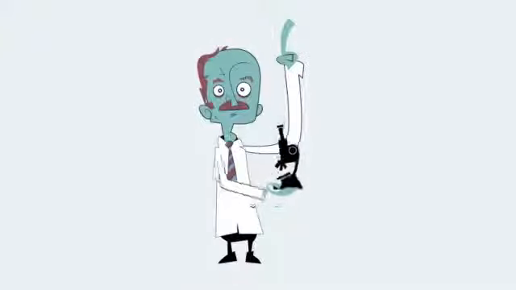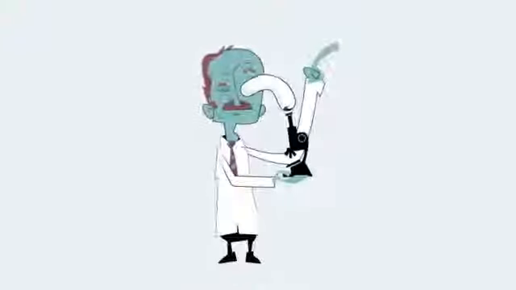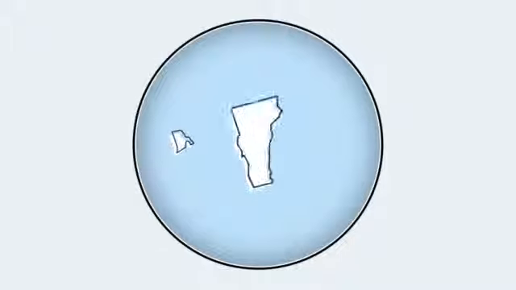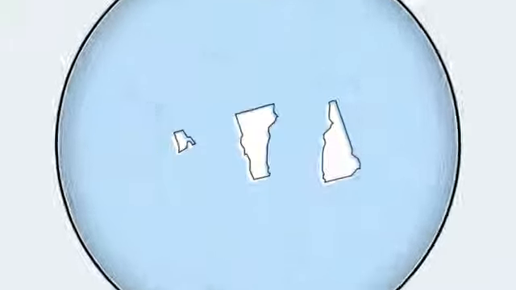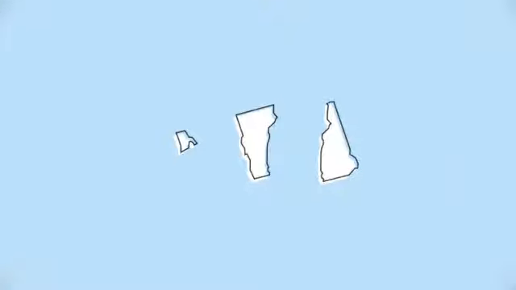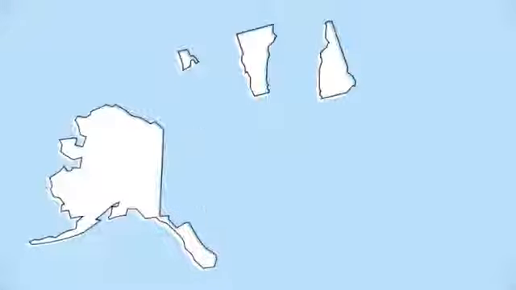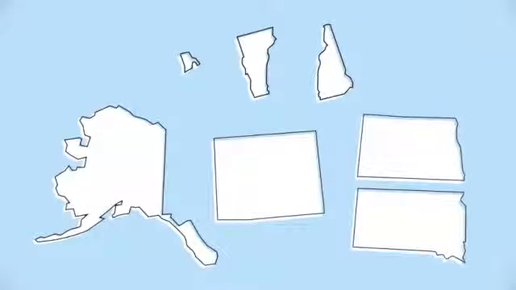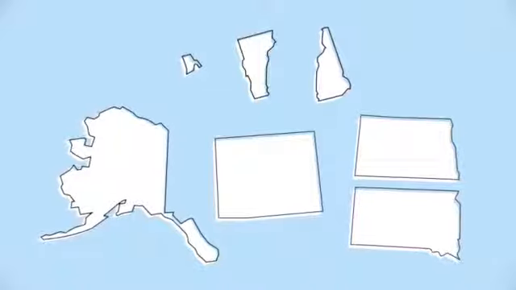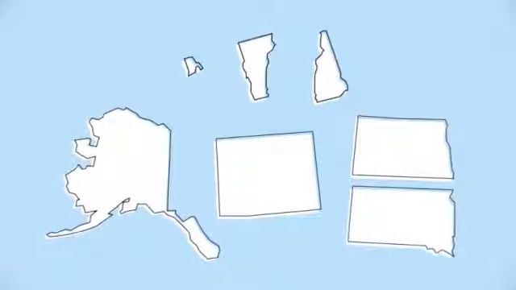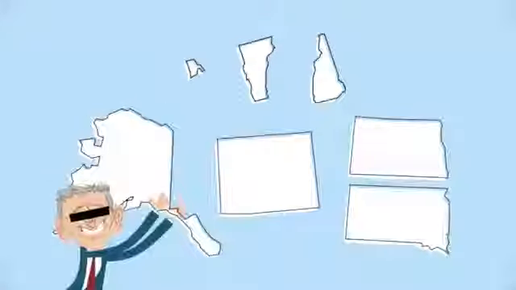However, others argue that the Electoral College protects small states such as Rhode Island, Vermont, and New Hampshire, and even geographically large states with small populations, like Alaska, Wyoming, and the Dakotas. That's because a candidate can't completely ignore small states, because in a close election, every electoral vote counts.